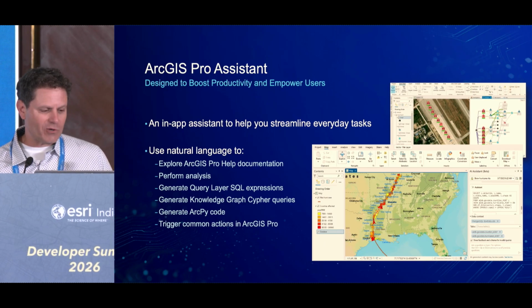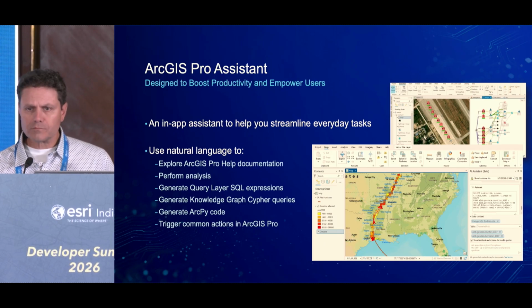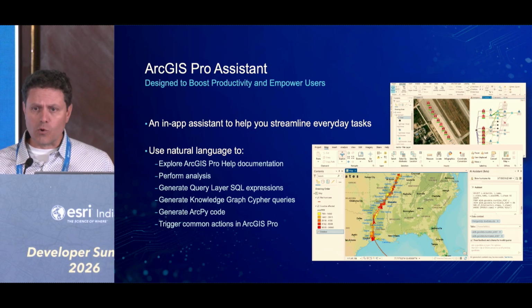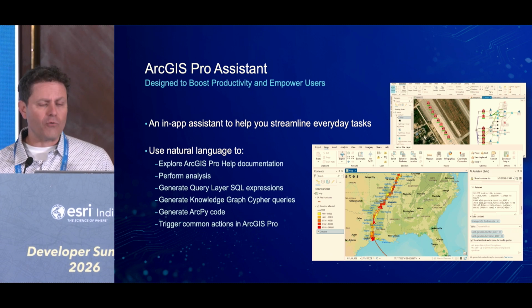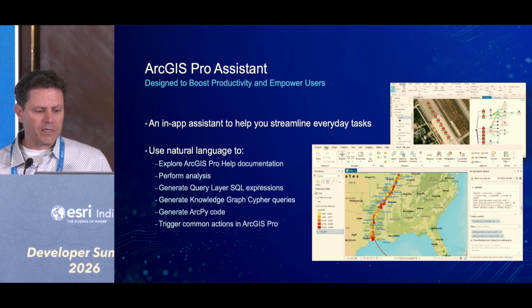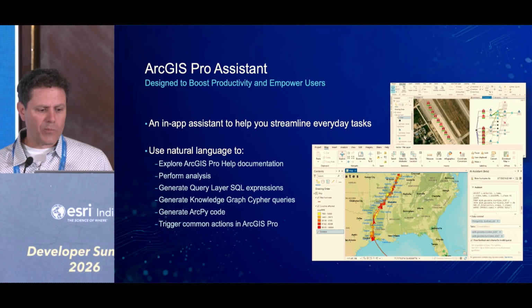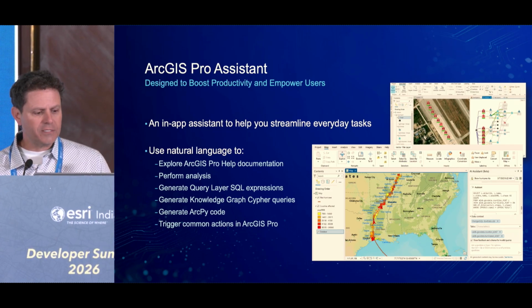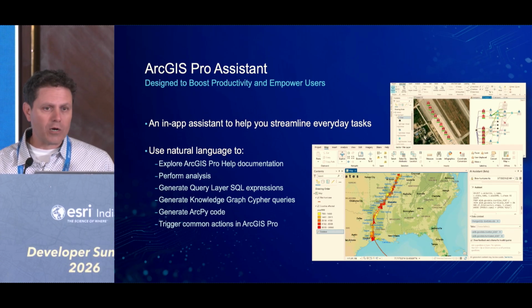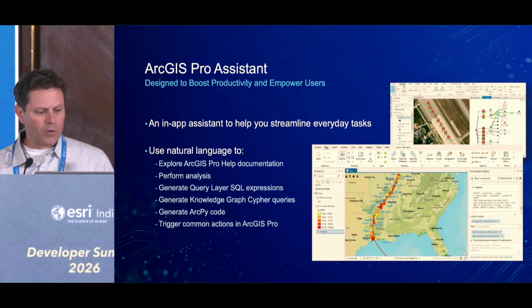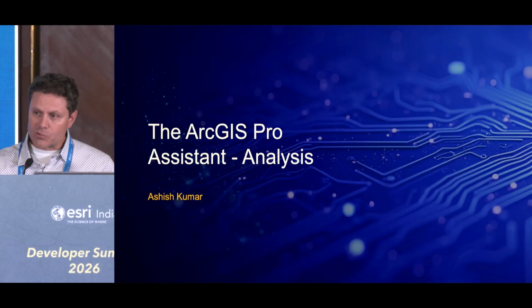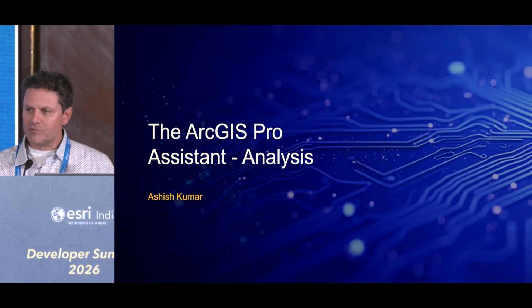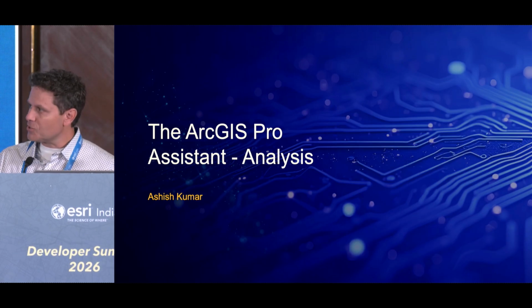We're now going to go through a number of the assistants, and my colleagues are here to dazzle us with some excellent demonstrations. The first assistant is the Pro Assistant, and with it, you can do many things. Yes, of course, you can access the help documentation, but you can do a lot more powerful things like perform analysis or generate SQL expressions or perhaps Cypher queries against graph databases. You can ask it to generate ArcPy code in an effort to automate your workflow. There are a lot of activities that you can have the Pro Assistant do, and probably the best way to see some of this is to hand it over for a demo, and for that I'd like to ask Ashish to give us a demo.